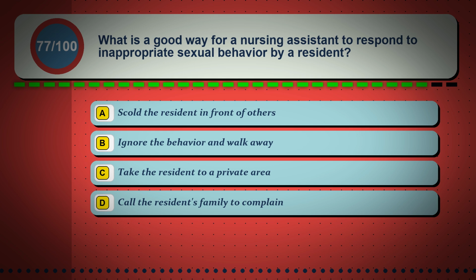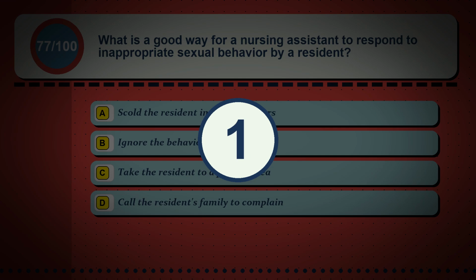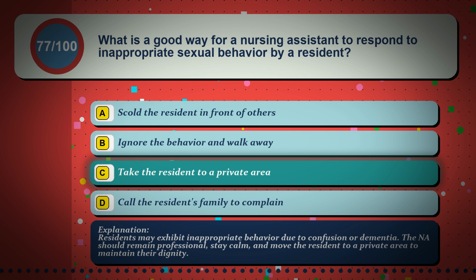Question 77. What is a good way for a nursing assistant to respond to inappropriate sexual behavior by a resident? Option A, scold the resident in front of others. Option B, ignore the behavior and walk away. Option C, take the resident to a private area. Option D, call the resident's family to complain. The correct answer is option C, take the resident to a private area. Residents may exhibit inappropriate behavior due to confusion or dementia. The NA should remain professional, stay calm, and move the resident to a private area to maintain their dignity.